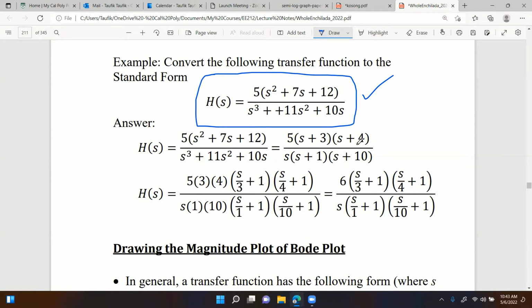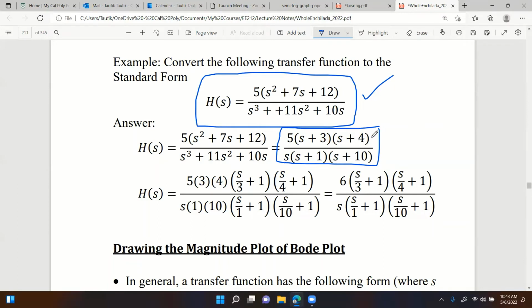Factor out this polynomial. So I get this new transfer function, another way to write transfer functions. You can see clearly those are the zeros and the poles, right? -3, -4, -1, -10. Those are the roots, right?